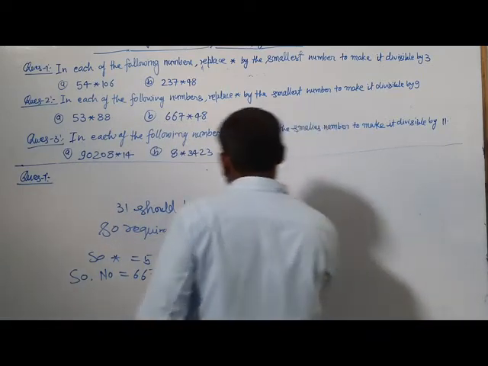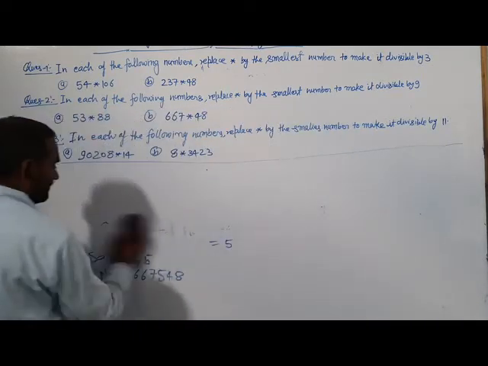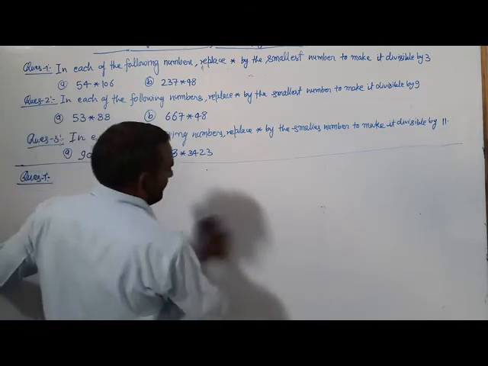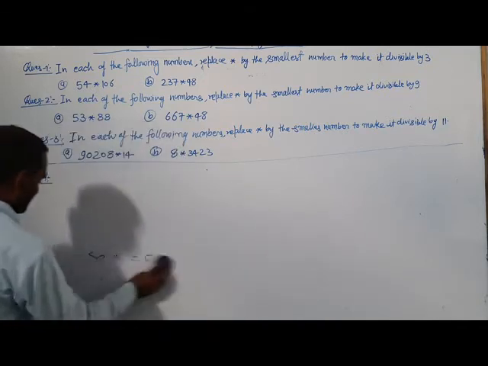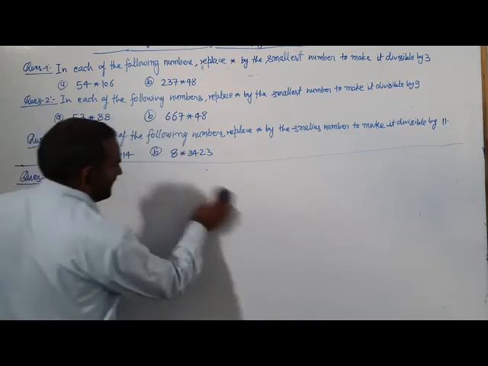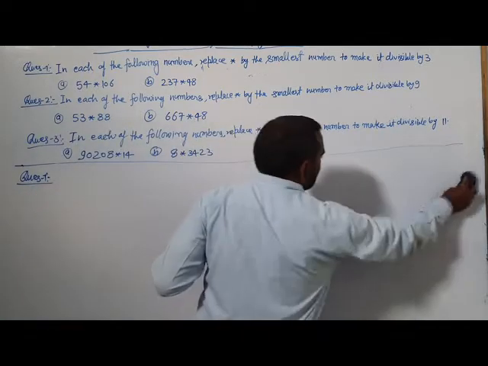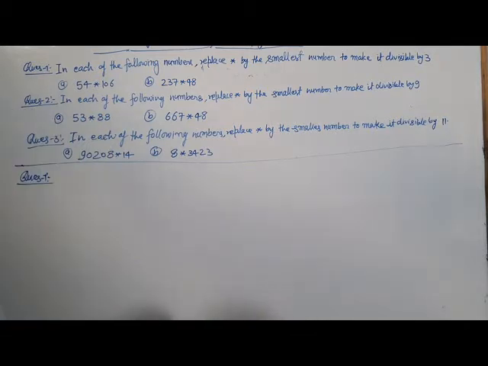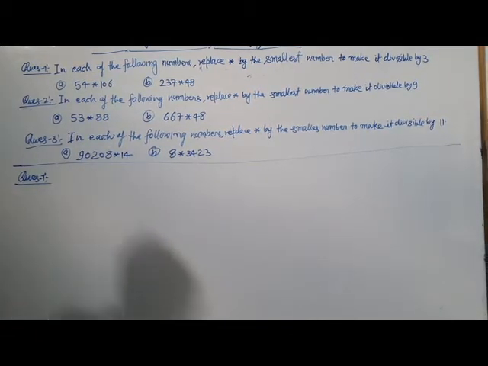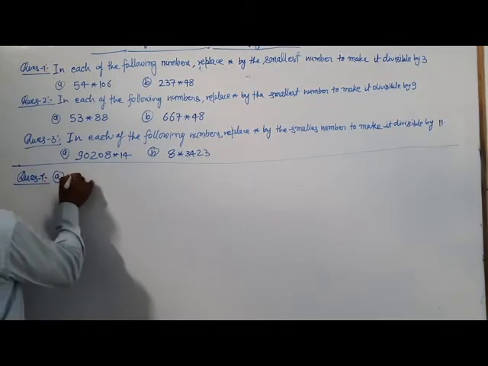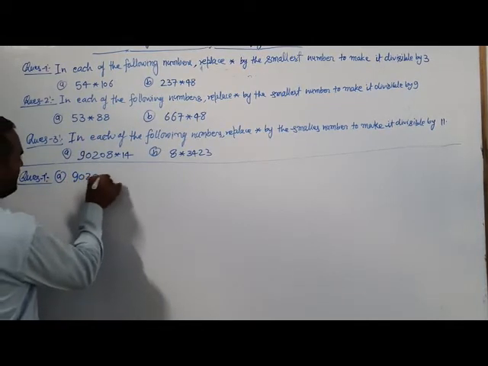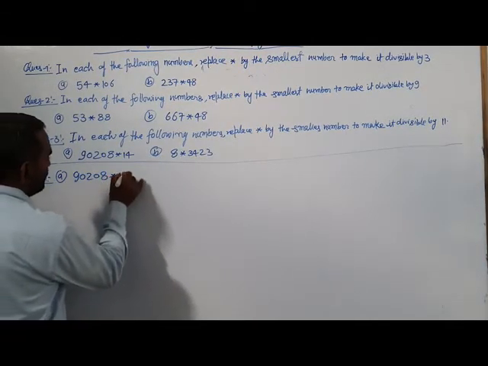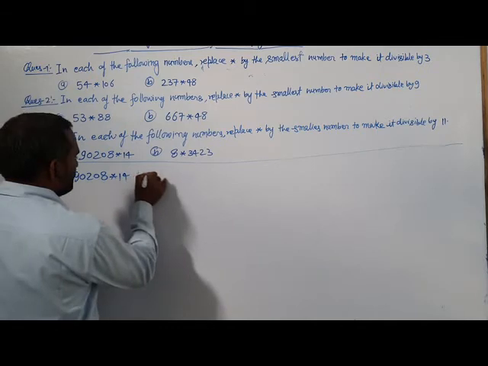Now we start to solve question number 3rd, and in this we have to test the divisibility of 11. The number should be divisible by 11. So we have to replace star by putting a proper number. 8 1 9 2 8 star 1 4. Solution.